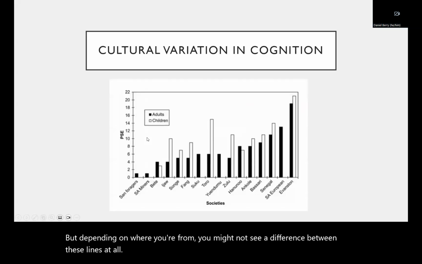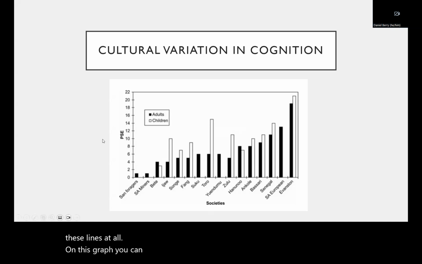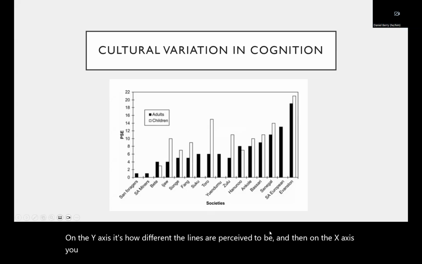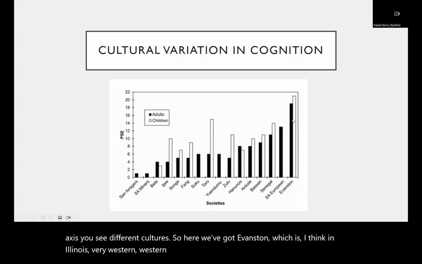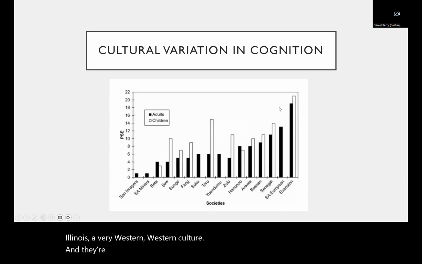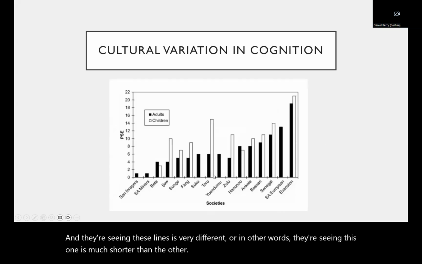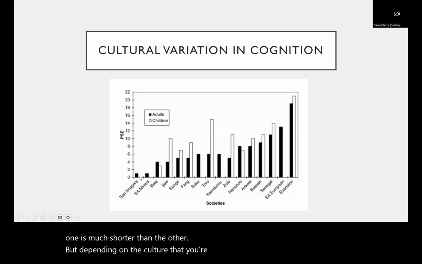On this graph, you can see on the y-axis, it's how different the lines are perceived to be. And then on the x-axis, you see different cultures. So here we've got Evanston, which is, I think, in Illinois, very Western culture. And they're seeing these lines as very different, or in other words, they're seeing this one as much shorter than the other. But depending on the culture that you're in, you might see very little to no difference at all between these lines.